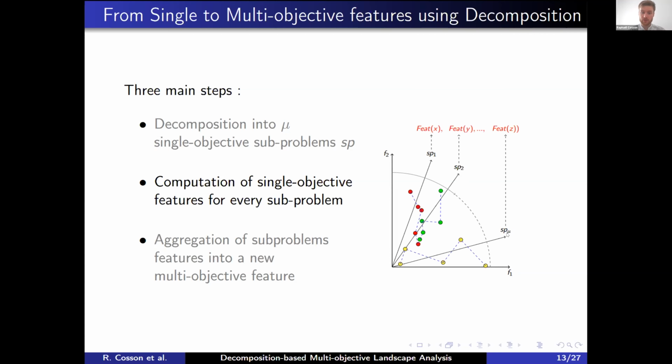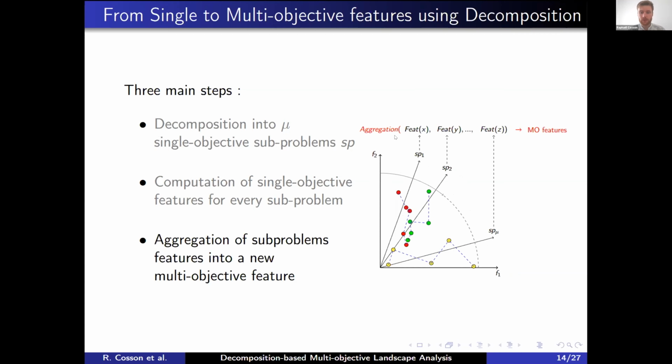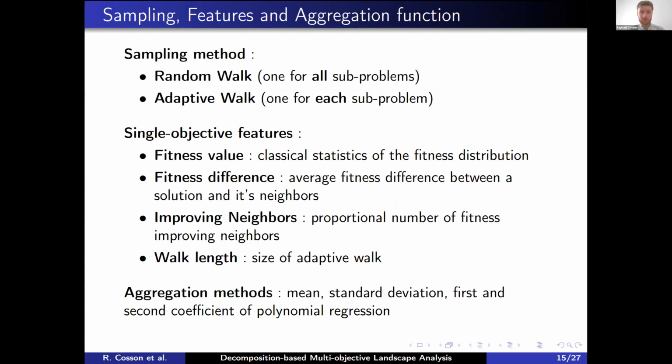And finally, once we have the set of single objective features, we can aggregate them using an aggregation function into new multi-objective features. So a few questions remain. How do we sample? Which single objective features do we use? And how do we aggregate them into multi-objective features?